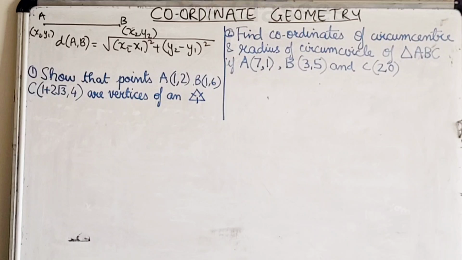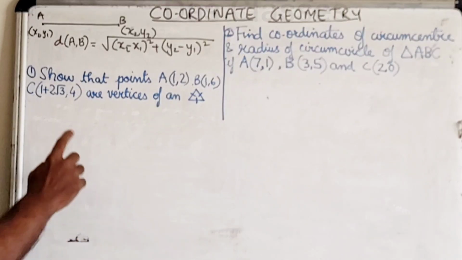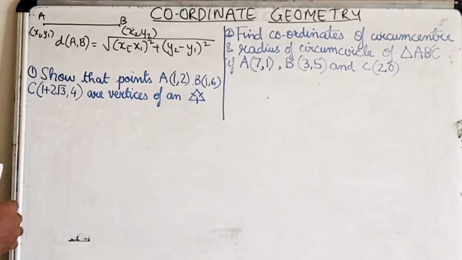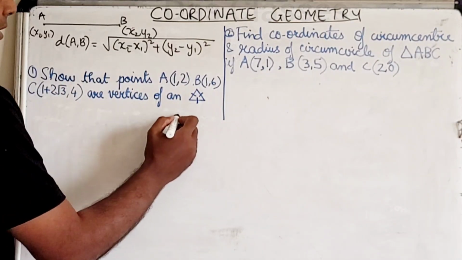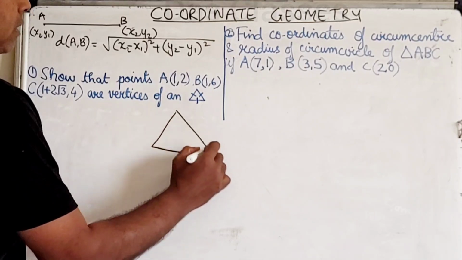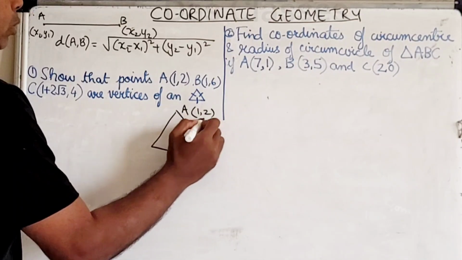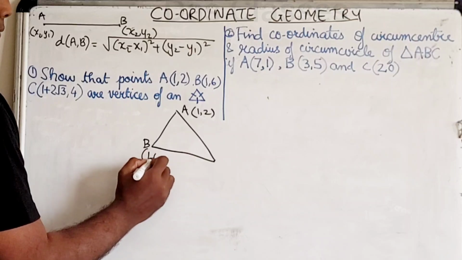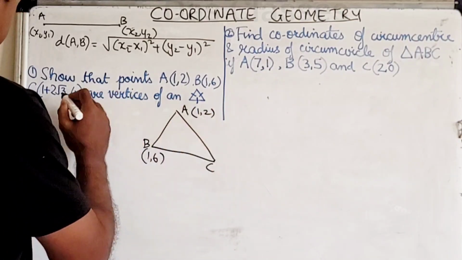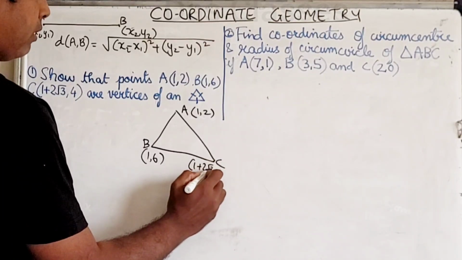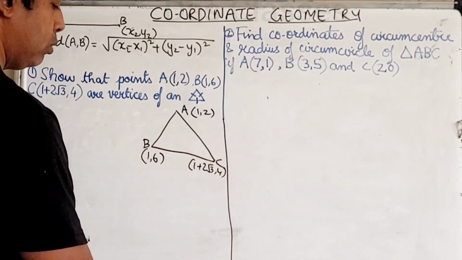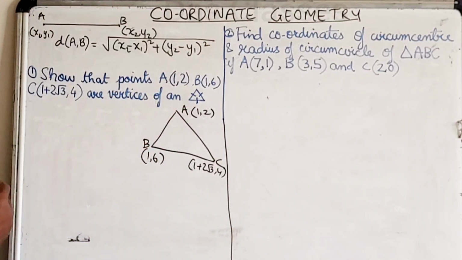Based on this, I have written two good, challenging questions. One of the confusing parts is when a root is given, so I have taken a sum based on that. So let's draw the diagram first. Let's read the question. Show that points A, B and C, so basically there is a triangle, A (1, 2), B (1, 6) and C (1 plus 2 root 3, 4), form an equilateral triangle.